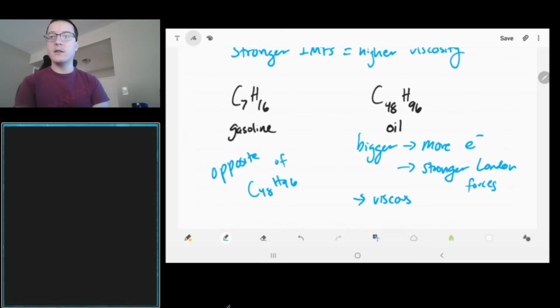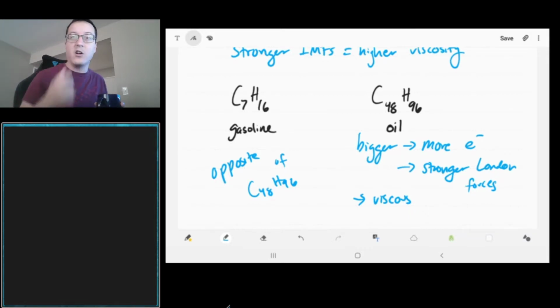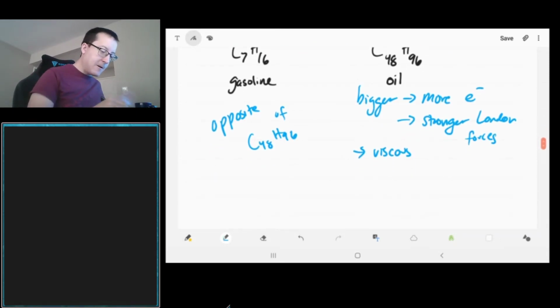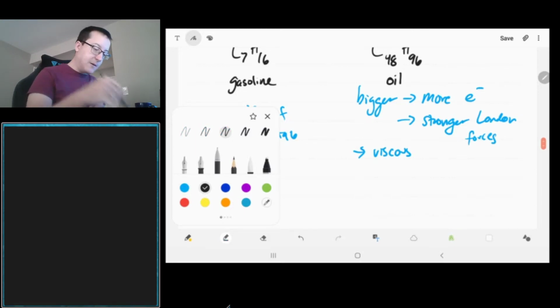Okay, so this kind of trend can extend to other molecules as well. Similar thing, they're both hydrocarbons, but the more atoms you have in your molecules, the more electrons you have. Remember that London forces are all about random shifts of electrons. And so as a result, your oil is going to become viscous. Alrighty, what else do we have?